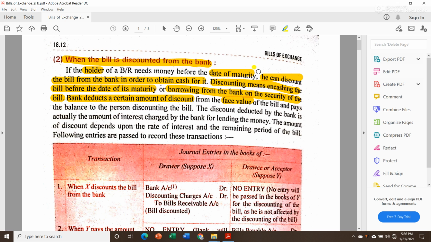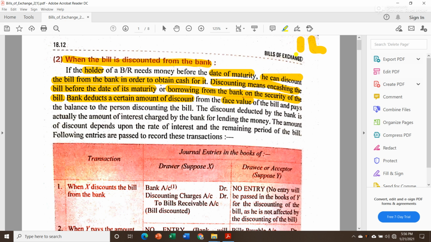So let's say that a bill receivable is of rupees 1 lakh. Then they will deduct some discount, let's say 10%. So 10% of this 1 lakh is 10,000. So the bank will deduct 10,000 and the remaining 90,000 they will give to the holder, the person who took that bill receivable to the bank.